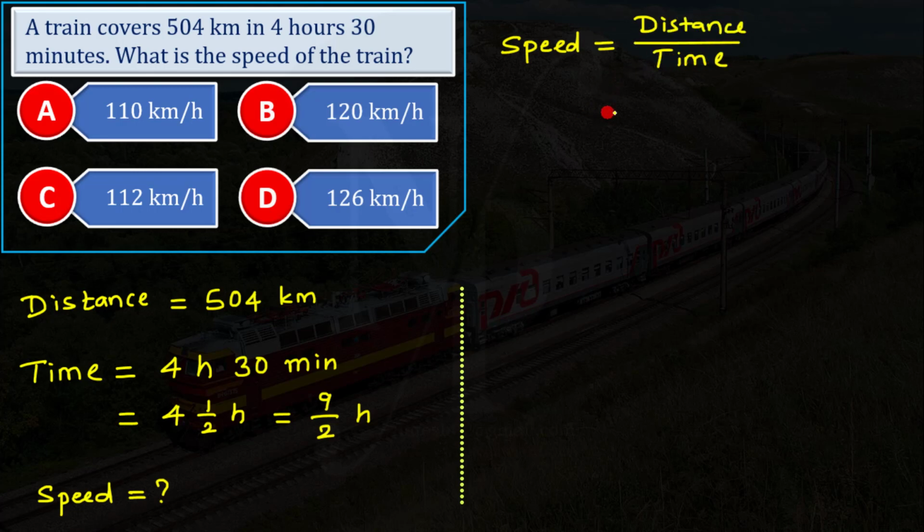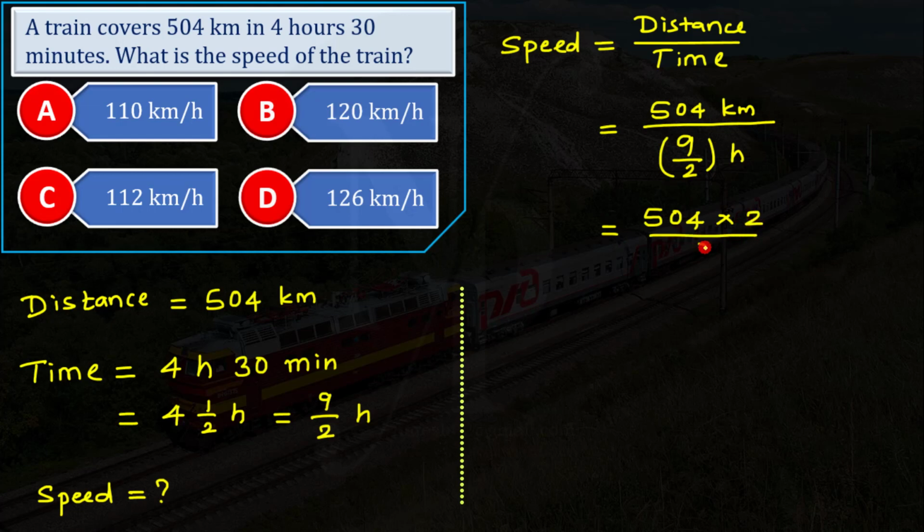Speed is equal to distance divided by time. Distance is 504 kilometers. Time is 9 by 2 hours. I take this 2 to the numerator. It becomes now 504 into 2 divided by 9. Unit will be kilometer per hour. Dividing 504 by 9. Multiplying 56 by 2. 112 kilometer per hour is the speed, which is in answer option C, and that is the correct answer for this question.